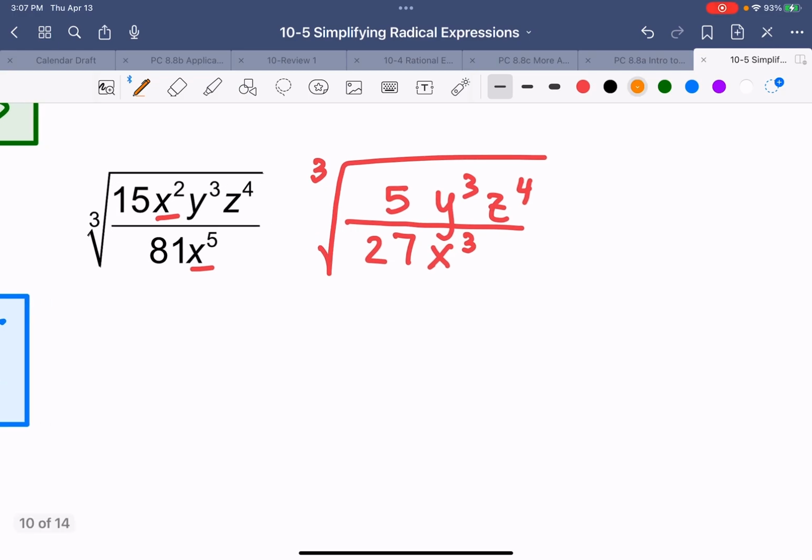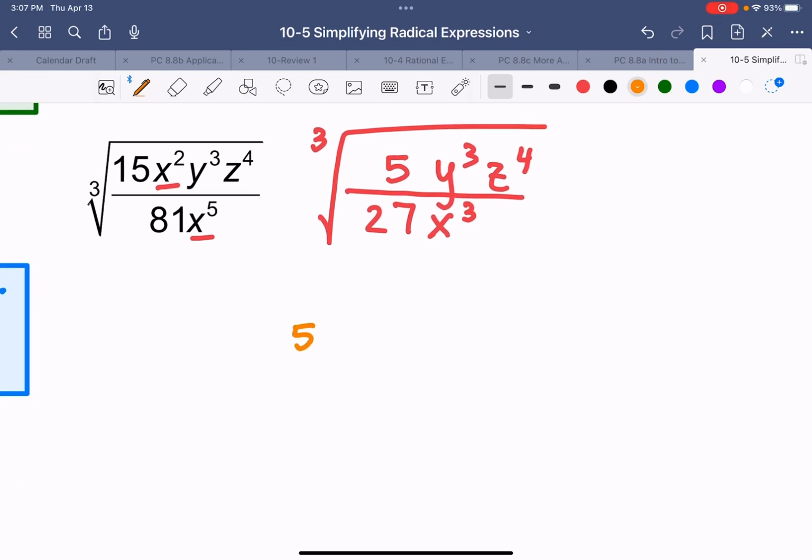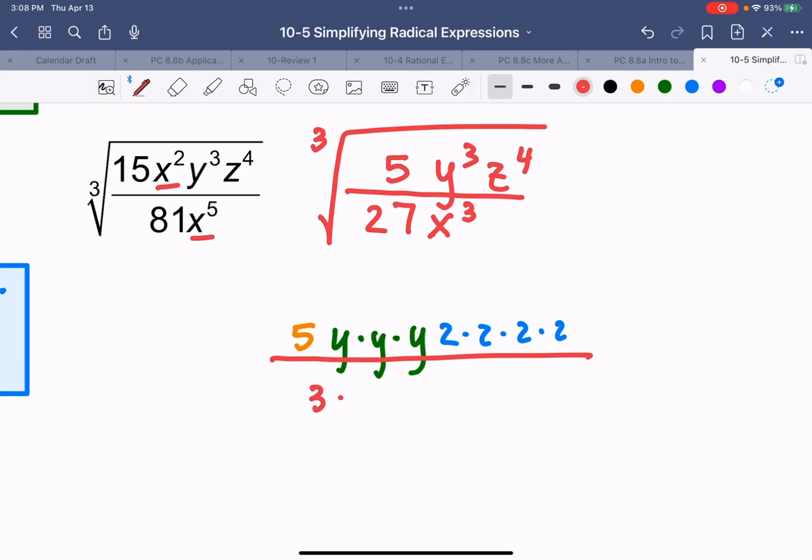So now we're going to write out our prime factorization. So 5 times y times y times y times z times z times z times z, all over 27 ends up being 3 times 9 or 3 times 3 times 3. And then x times x times x.